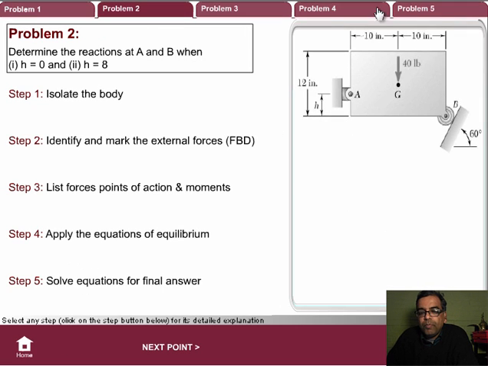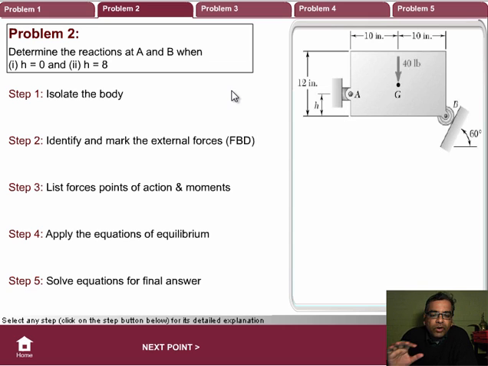So I have an object that looks like this. There's a joint here and it's touching the ground here, and this angle is 60 degrees and all that. The dimensions are given, and we have to determine the reactions, which means the constraint forces at A and B. So we are going to do this problem and try to figure that out.